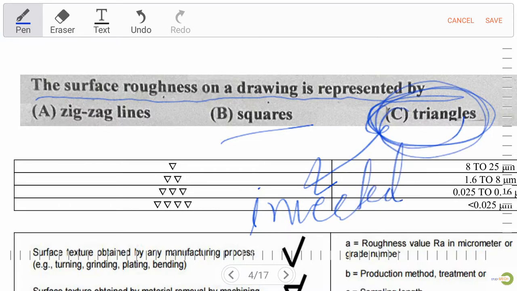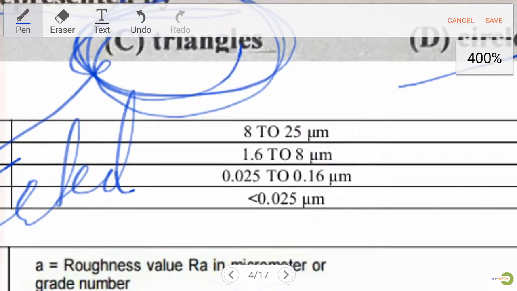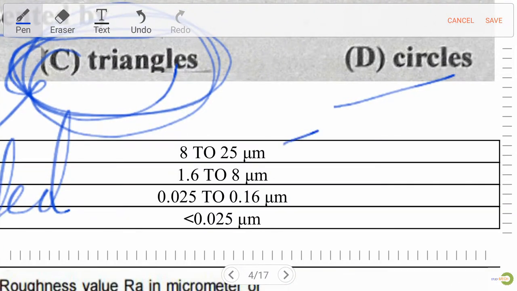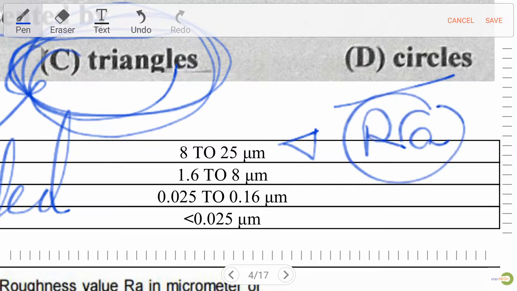inverted triangles. So these are the inverted triangles, and the meaning of the triangles is, if in a drawing a single inverted triangle is given, then it means that the surface roughness is represented by RA value. RA means average roughness. Always remember.